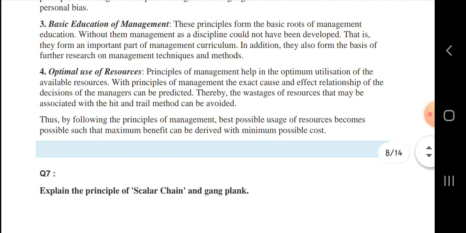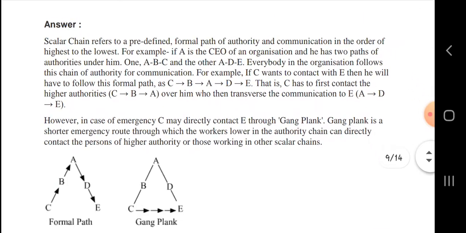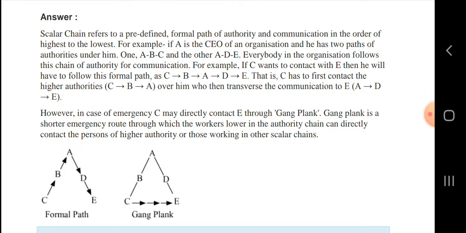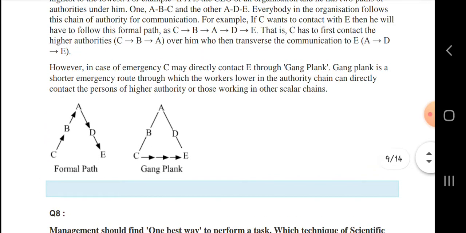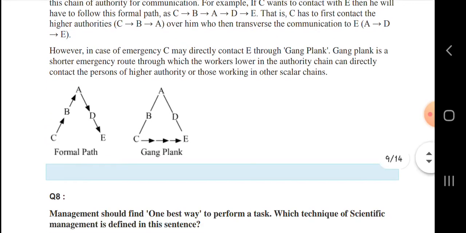And scalar chain and gangplank. Scalar chain refers to a predefined formal path of authority and communication from the highest to the lowest. It is the formal path from C to B, B to A, and from A to D, D to E, like this. But in the gangplank there will be direct contact from C to E.